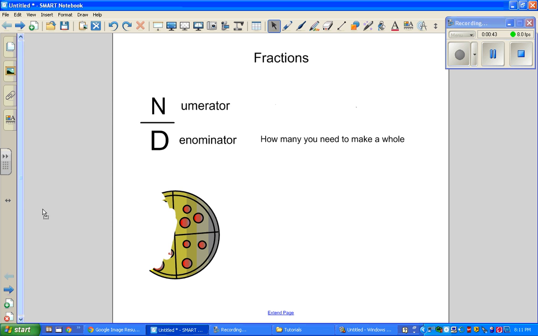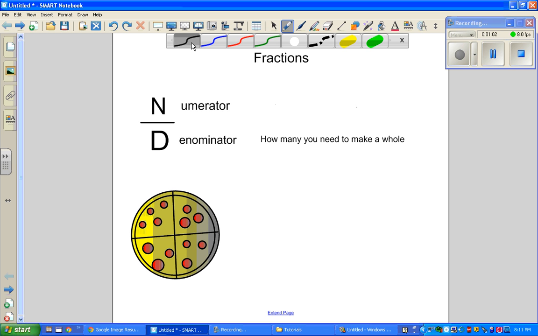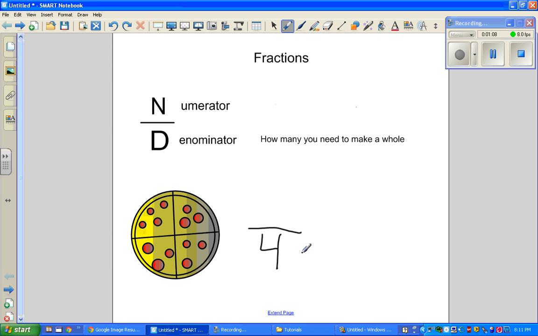Now let's use a pizza for an example, because pizzas are delicious and everybody loves pizza. So if you have a pizza, the denominator tells you how many pieces you need to make a whole. Okay? To make a whole pizza, you need, in this case, 4 slices. If any one of those 4 slices are gone, you don't have a whole pizza. So your denominator is 4. 4 slices to make one whole pizza.